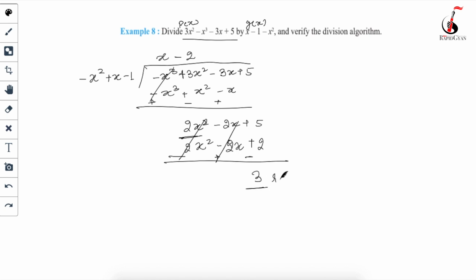So this remainder is your r(x), and this is your quotient, which is q(x). Now we will have to verify. So in order to verify, what will you have to do?